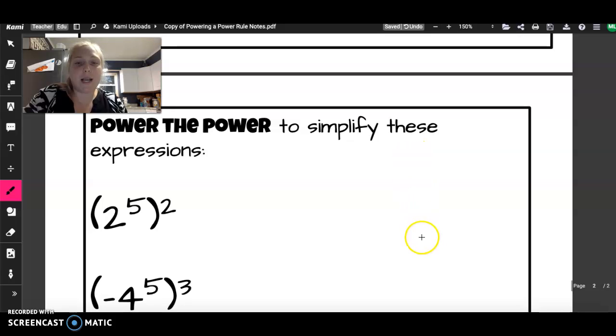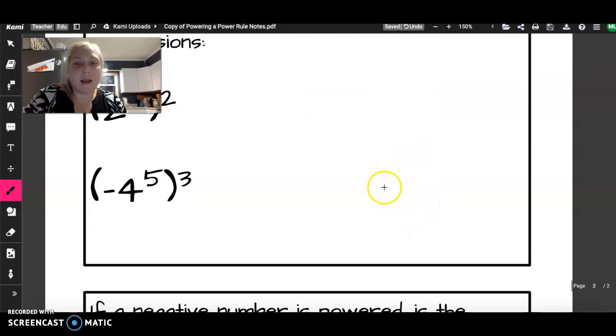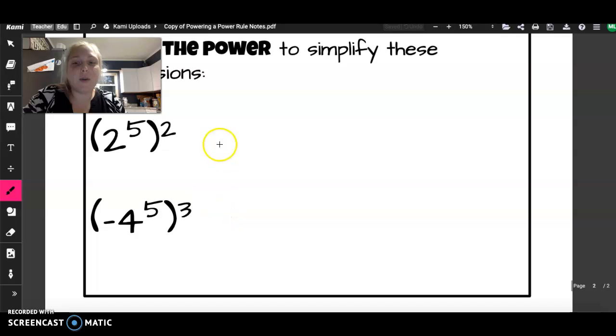So I want you to take just a couple minutes, and I want you to try these two out on your own. So we'll go over it, but go ahead and pause the video and try out. Do you have 2 to the 5th power? If you have 2 to the 5th power raised to the 2nd power, what are you going to do to get that exponential form? If you have -4 to the 5th power and that's being raised up to the 3rd power, what are you going to do to get that exponential form?